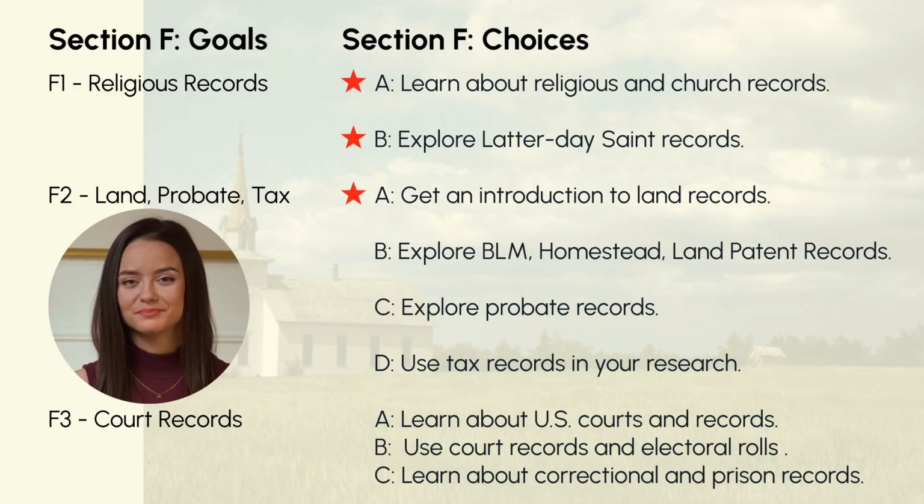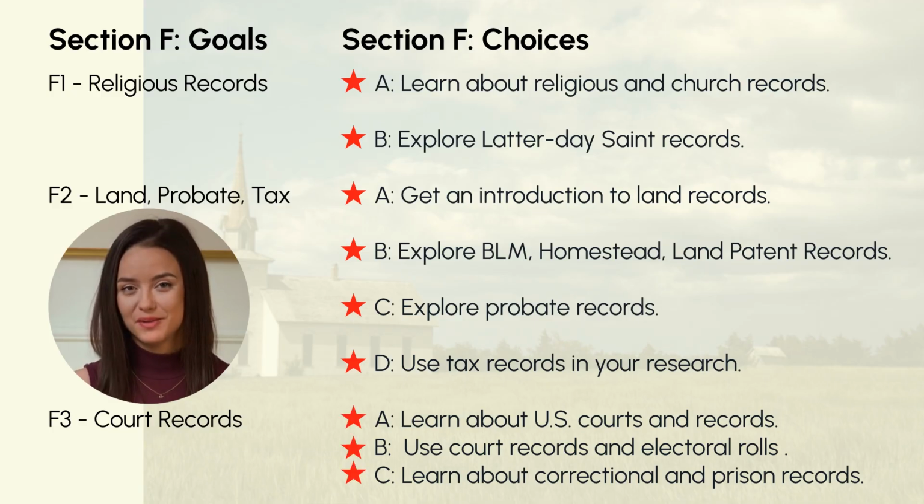In Goal F2, Choice A explains how land records and deeds work and what genealogy information they contain. Choice B discusses records kept by the Bureau of Land Management, government records for the Homestead Program, as well as how to read land maps. Choice C covers probate records, where courts determine legal ownership of property and goods. Choice D explains helpful information you can find in tax records.